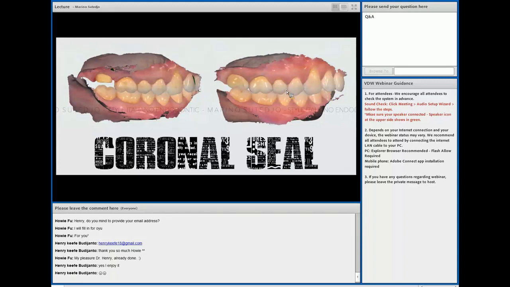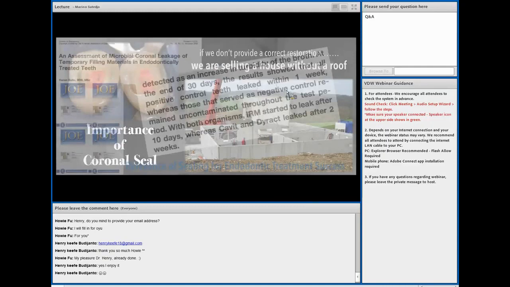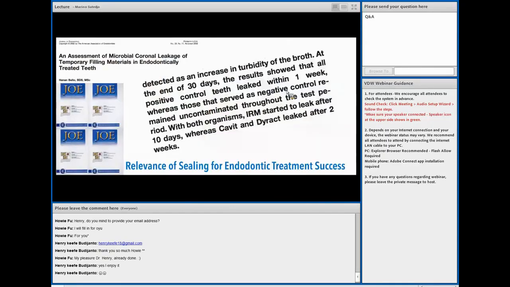So last but not least, as I mentioned before, after we finish with obturation, then we need to do the final restoration to completely seal all the coronal sealing. Why is it important? Because if we don't provide a correct restoration in our endodontically treated tooth, it's the same as selling a house without a roof. Because we know for sure the importance of coronal seal is really, really important.